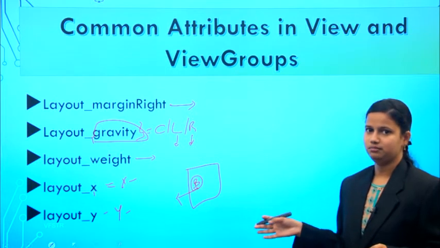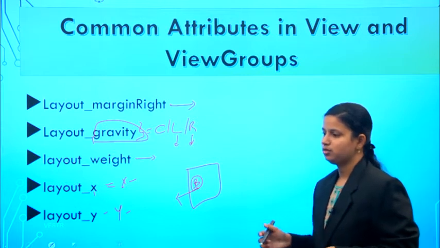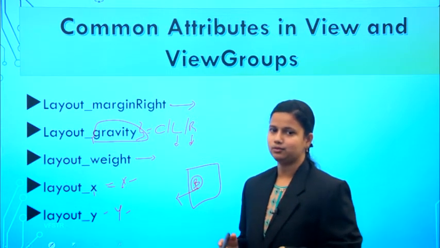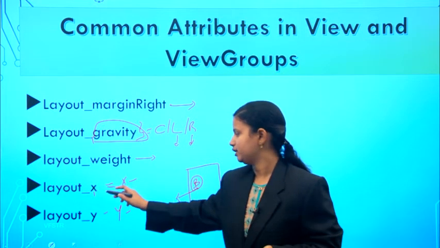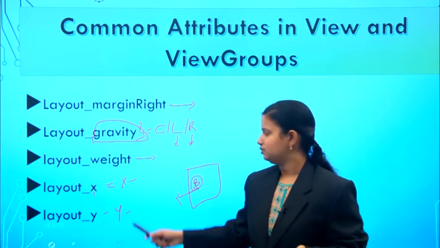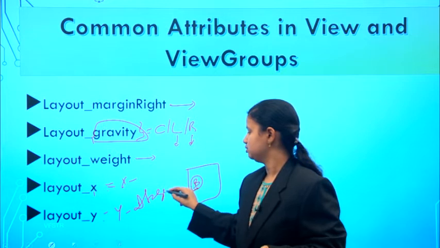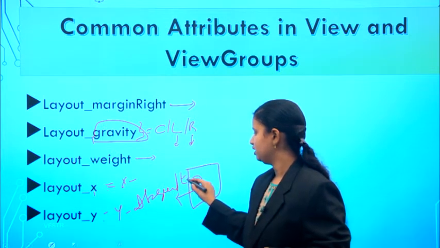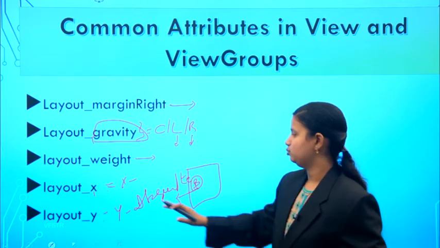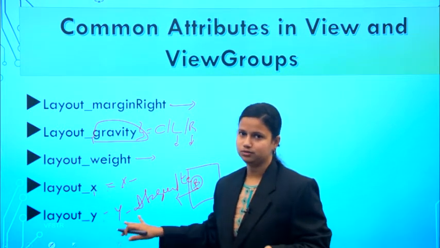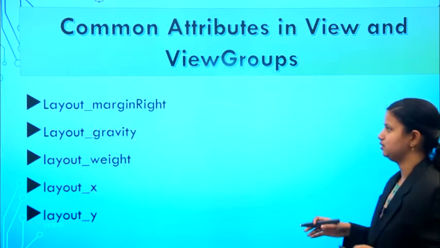These properties depend on the usage. That means only some of the properties are used in some of the layouts. Whenever you consider layout_x and layout_y, these two properties are only useful in the absolute layout. In the same way, different properties are used in different layouts, and these two properties will not be used in other layouts. Let us go with that one.